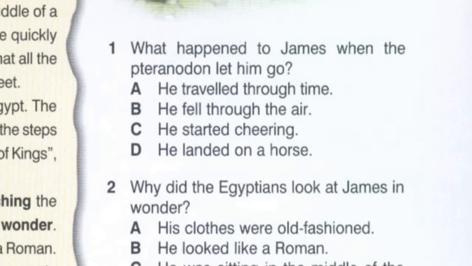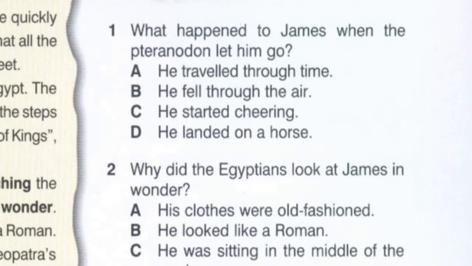Number 1. What happened to James when the Pteranodon let him go? A. He traveled through time. B. He fell through air. C. He started cheering. D. He landed on a horse. Which one do you think is the correct answer? A, B, C, or D?